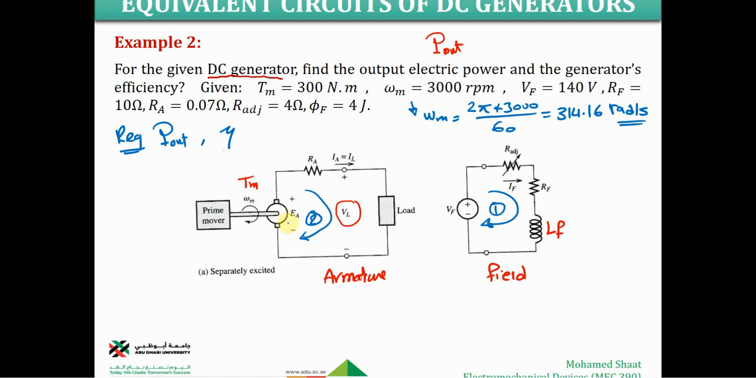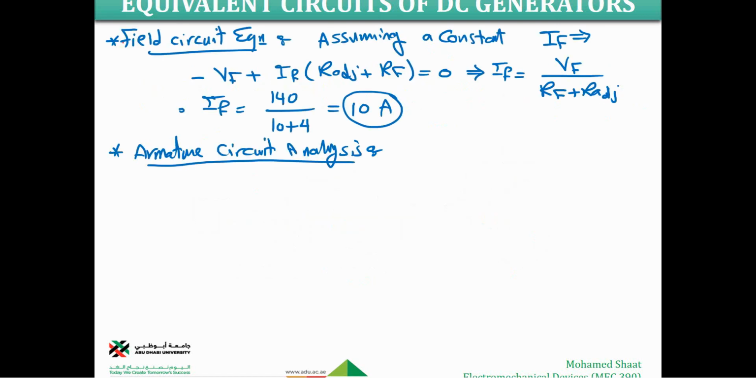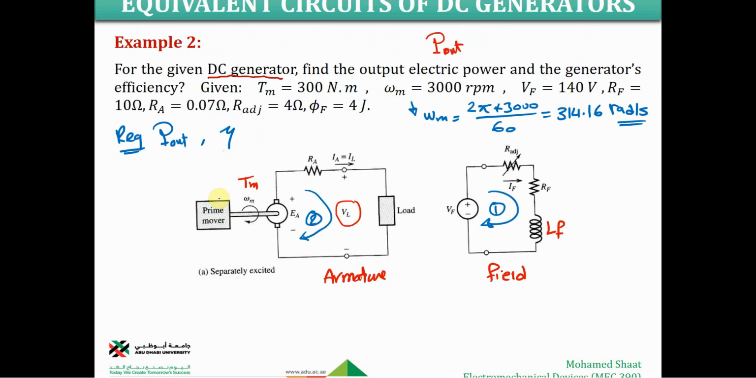So this works like the input for this loop, and RA is going to be output, and VL will be output as well, because as you can observe the direction of the loop, it goes from positive to negative. It means that this time this voltage is going to be the output. Since we are talking about a generator, the output should be volt and current. So for this electrical circuit, we have the negative EA, which is the input voltage over the armature side or part of the generator.